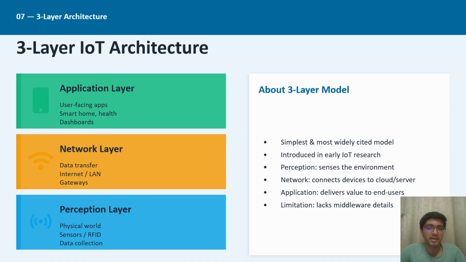Coming to the other architecture of IoT, which is a three-layer architecture. This three-layer model is the simplest and the most cited model. First is the perception layer. The physical sensors sensing the environment. Network layer, transmitting data via internet or local networks. Application layer, where end users interact with the dashboards and services.